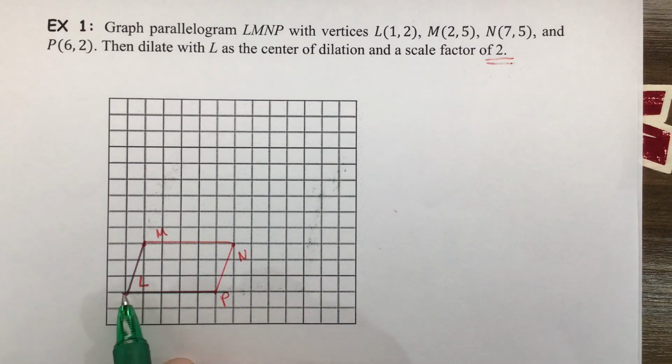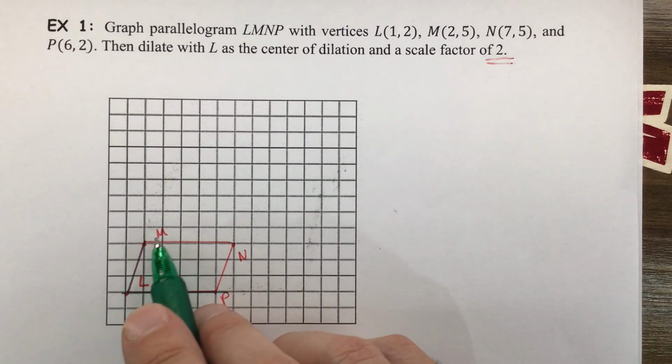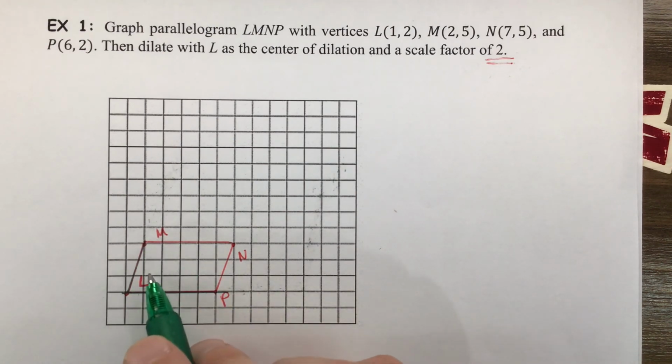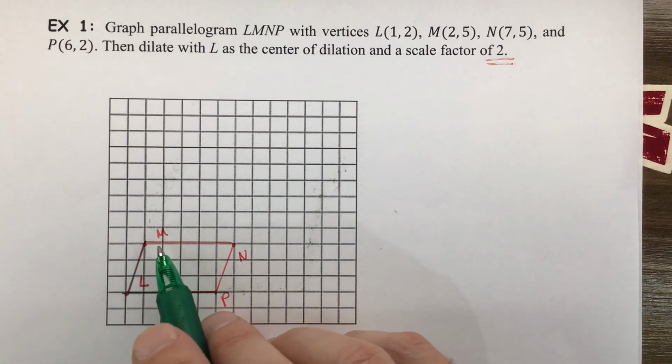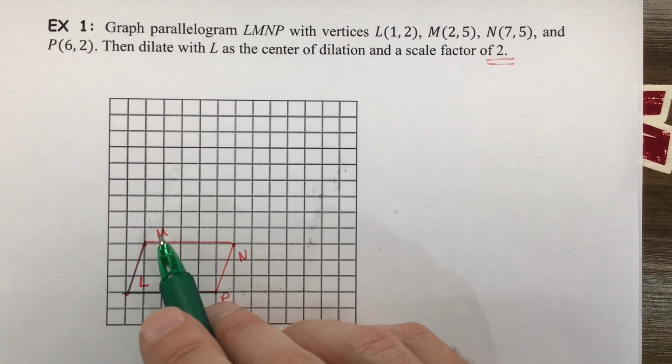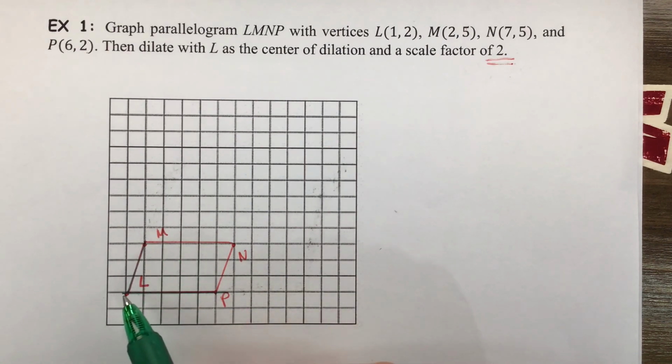All right, so point L is going to be the center of dilation, and let's go ahead and figure out where M prime is going to be. We'll start with that, and I'll come back and talk about what we do with L at the end. Okay, so for M, we're going to think about how far M is from the center of dilation. So it's not so much about how far M is from L, but how far M is from the center of dilation. L just is that center.